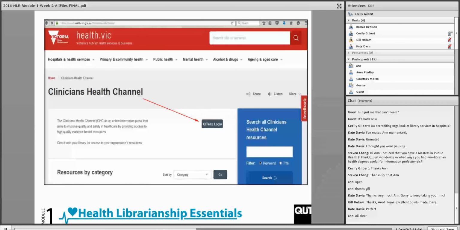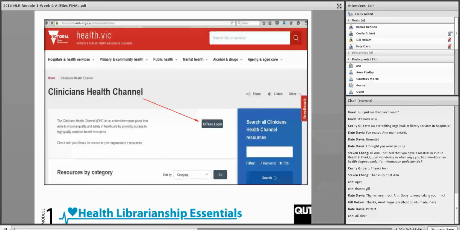It's been around since the early 2000s, and it provides access to high quality resources in areas such as drugs and poisons information, medical research, bibliographic databases, full text journals, and in some cases some e-books as well. The contract with Clinicians Health Channel is managed by the Victorian Department of Health and Human Services, and you can see they make sure their brand sits over the website very, very strongly.